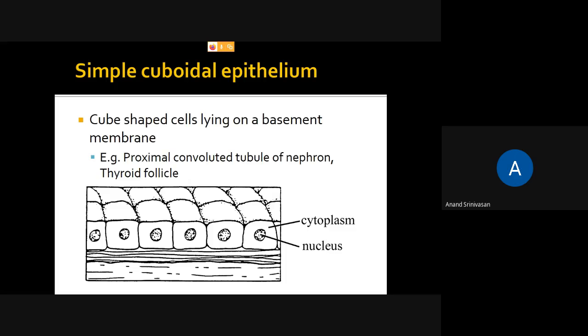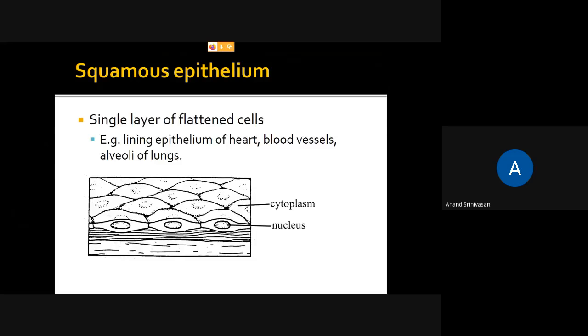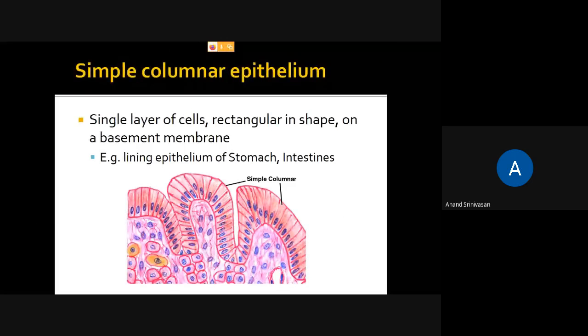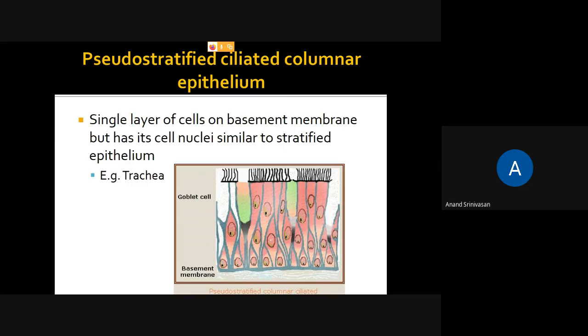So we have seen simple squamous epithelium, simple cuboidal epithelium, and simple columnar epithelium, along with the examples. The next one has quite a big name: pseudostratified ciliated columnar epithelium. It's such a huge name. What does it mean? In anatomy there can be such complicated names, but if you understand the meaning, it will be easy.